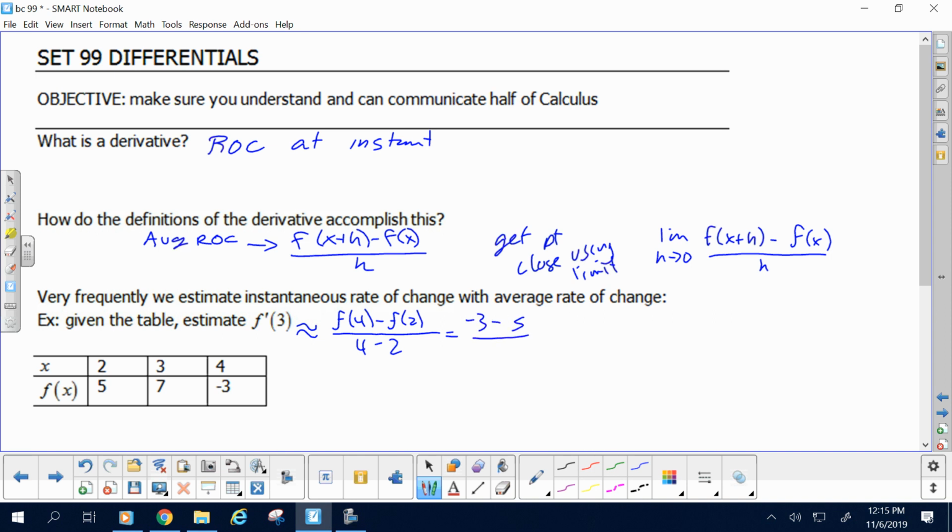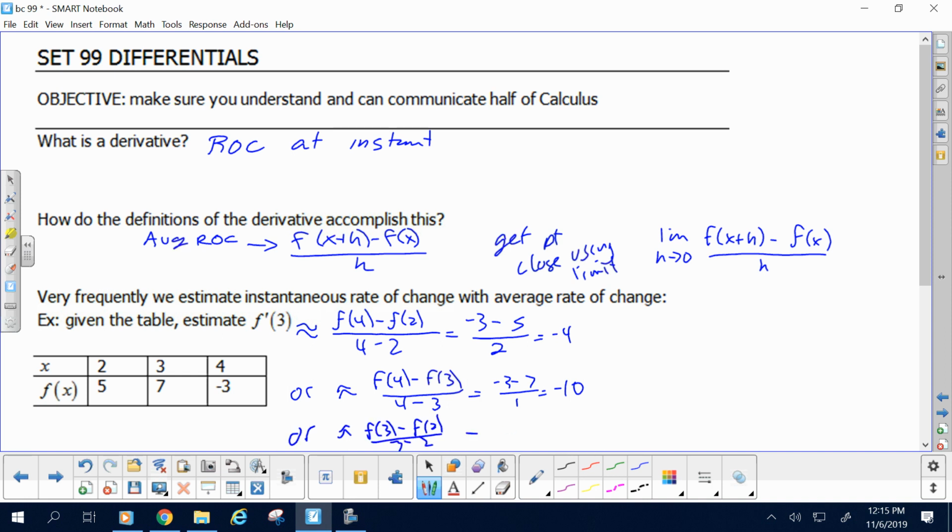And isn't that something like -4? Could you also use 3 and 4? Yeah, that's fine. If you do that, then your average rate of change might be less than this, -10. Could you use 2 and 3? Sure, or 2 and 3, you get the point. It's not very simple.